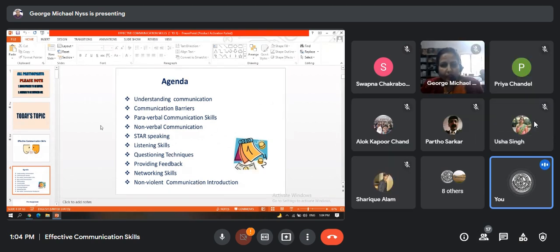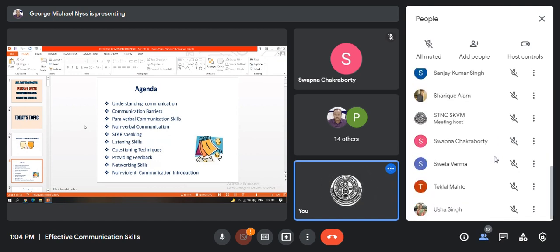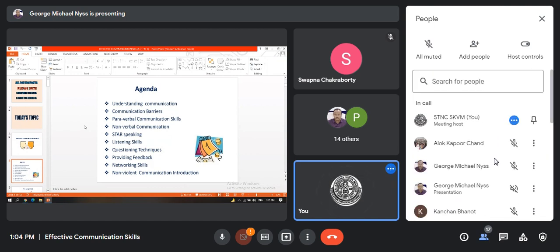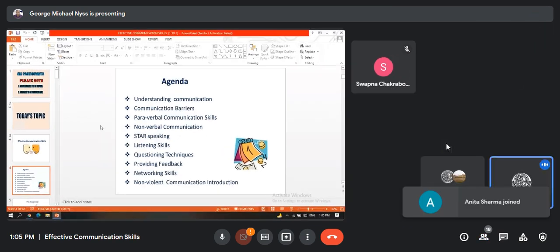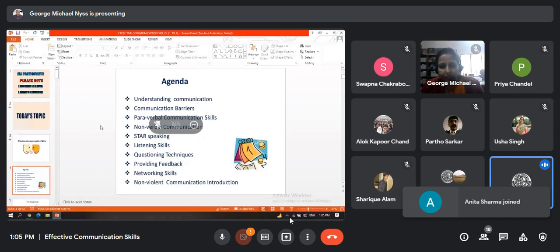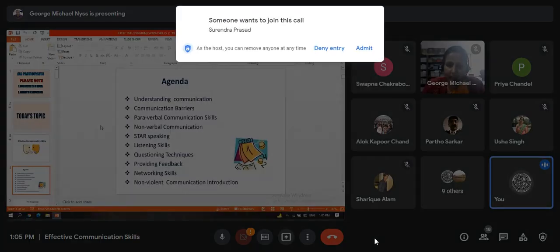These are understanding communication, communication barriers, paraverbal communication skills, non-verbal communication, active speaking, listening skills, questioning techniques, providing feedback, networking skills, non-violent communication introduction. So we'll discuss these topics one by one so that you will easily understand these topics.